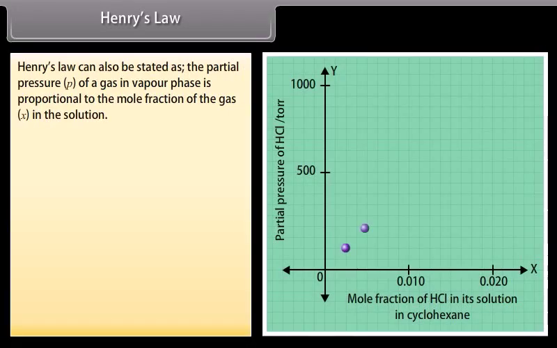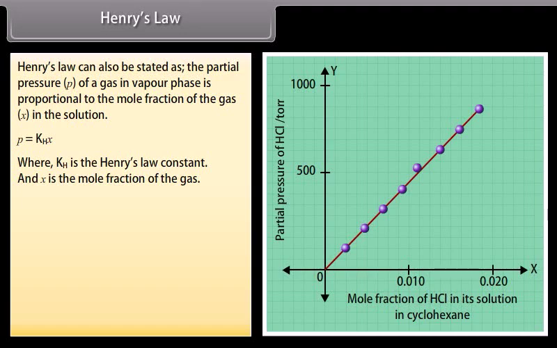Henry's law can also be stated as the partial pressure of a gas in vapor phase is proportional to the mole fraction of the gas in the solution. P is equal to kHx, where kH is the Henry's law constant and x is the mole fraction of the gas.